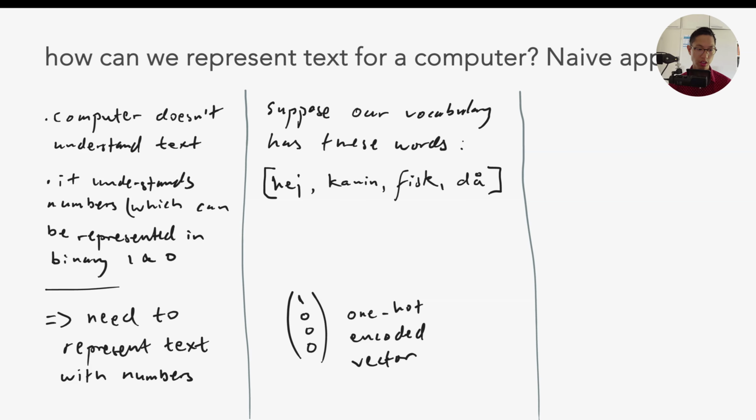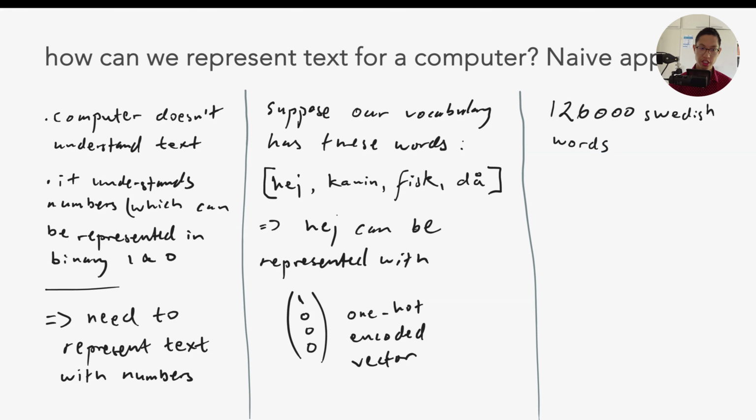Then a one-hot encoded vector would look like this. We have a vector. This means that this represents hej, if this is our vocabulary. And then we have zero on all the other ones. This is just the word hej. It can be represented with this. In Swedish, there are 126,000 words. Then we'll have a very huge vector if we represent it in this way. This is a term-based approach to represent the words. Then we will have a 1 somewhere to represent one word, and then 0 everywhere else.